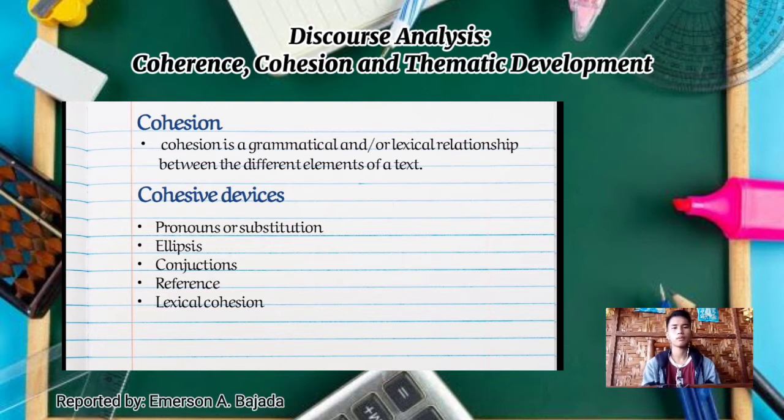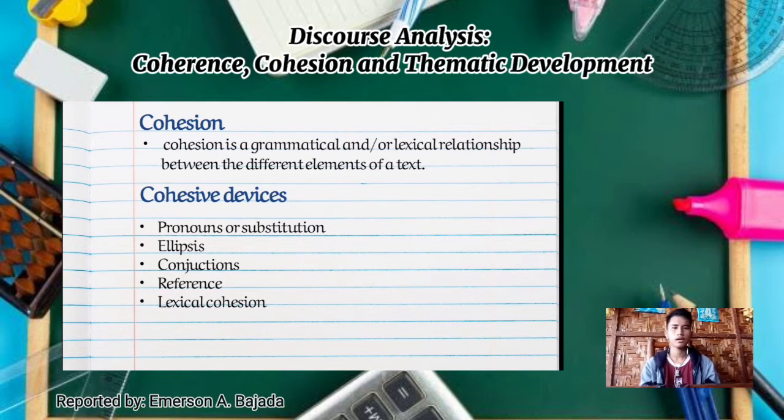Now, what is pronouns or substitution? Substitution is a replacement of one linguistic item by another, or in other words, replacement of one word or phrase with another word or phrase. It is used to avoid repetition of a particular item. Something you should use instead of the thing you should normally use. For example, I will have two eggs on the bread. Then the reply is, I will have the same.